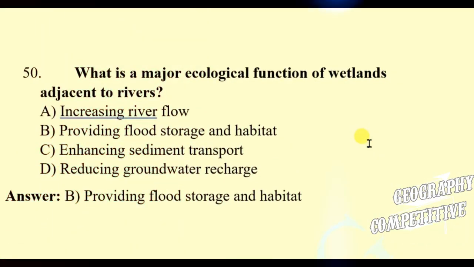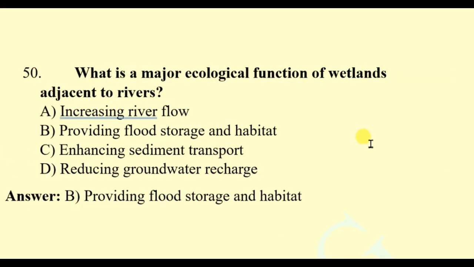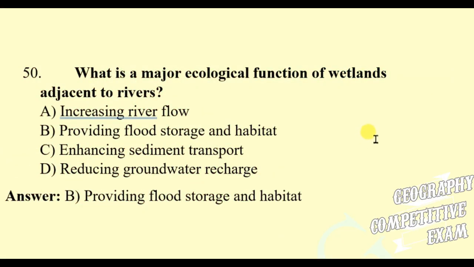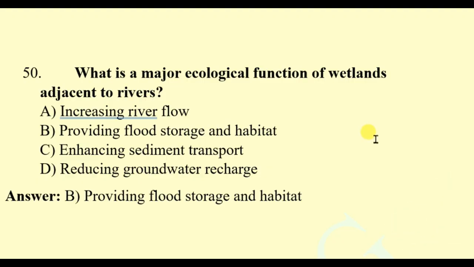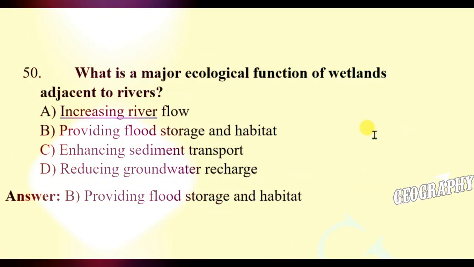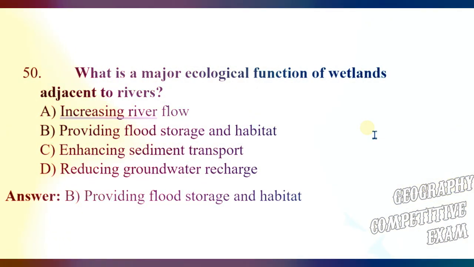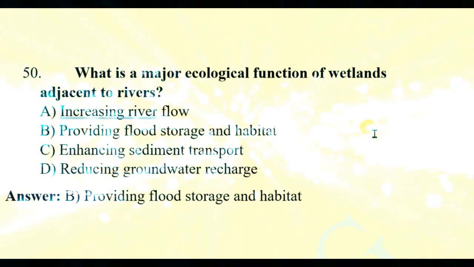Question 50. What is a major ecological function of wetlands adjacent to rivers? Increasing river flow, providing flood storage and habitat, enhancing sediment transport, reducing groundwater recharge. Here the correct answer will be providing flood storage and habitat.